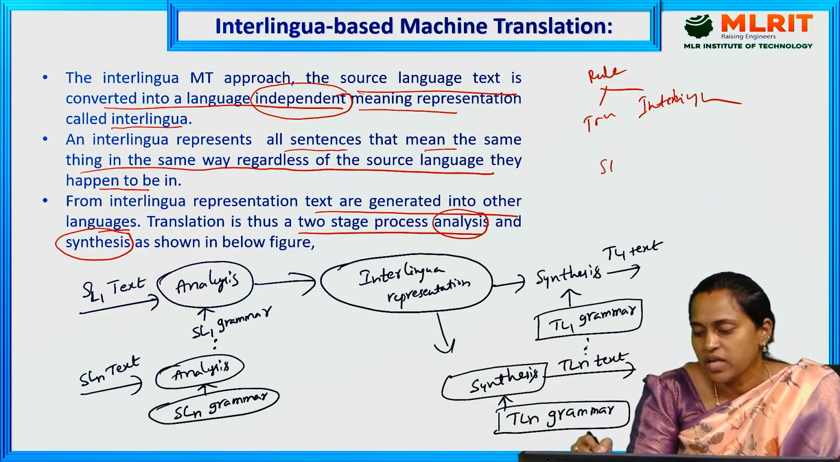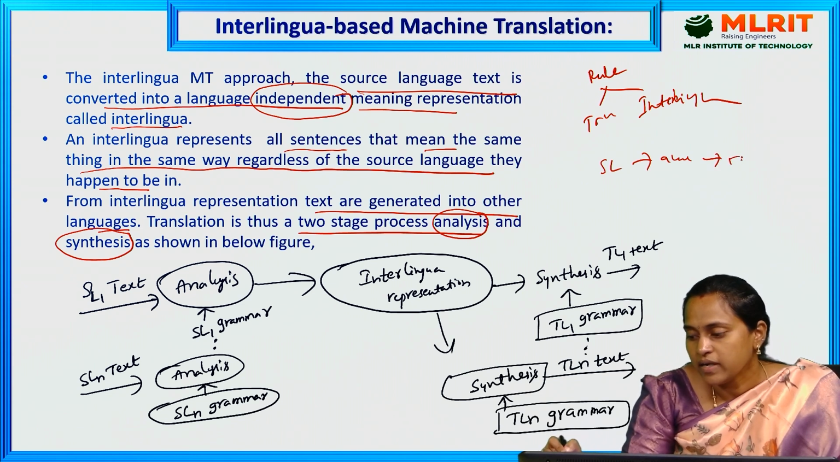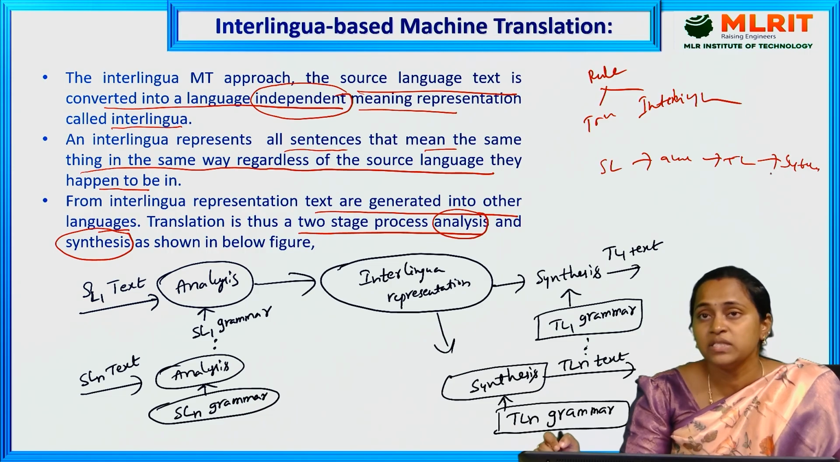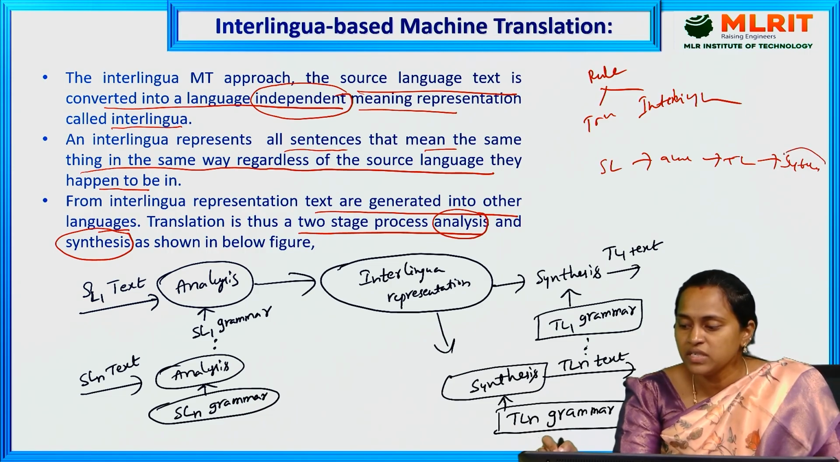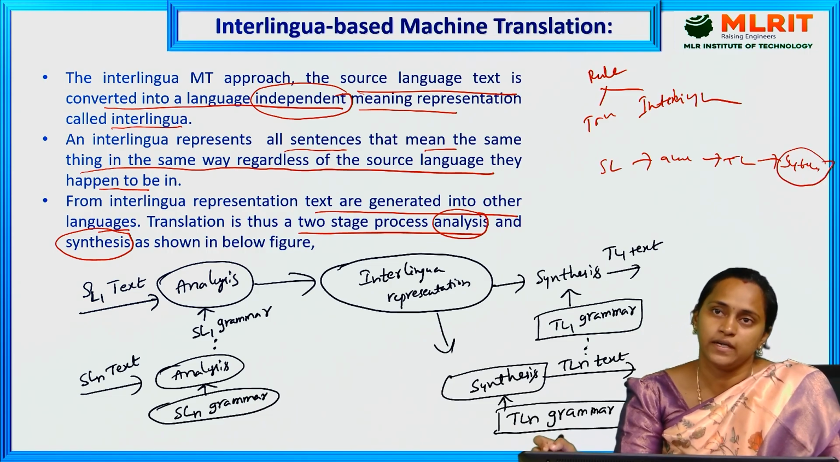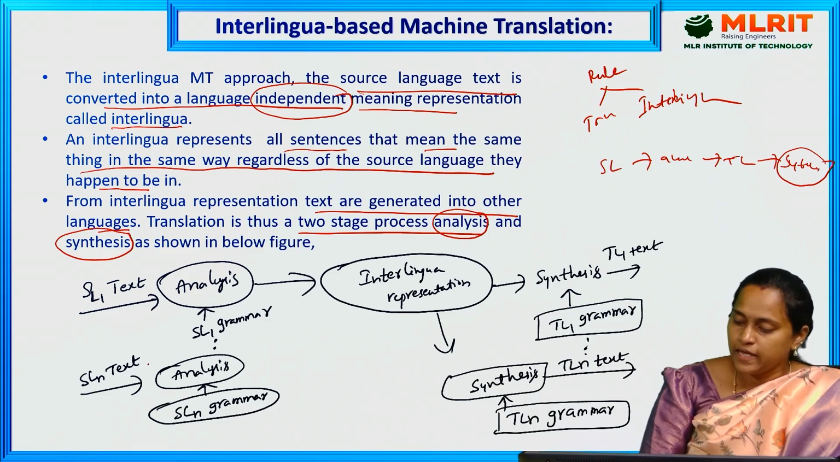So first, source language analysis is done. After analysis, target language synthesis is required. That means rearrangement is required. Rearrangement of the sentence is compulsory. That means human evaluation is compulsory. Right? Let's see the diagram.